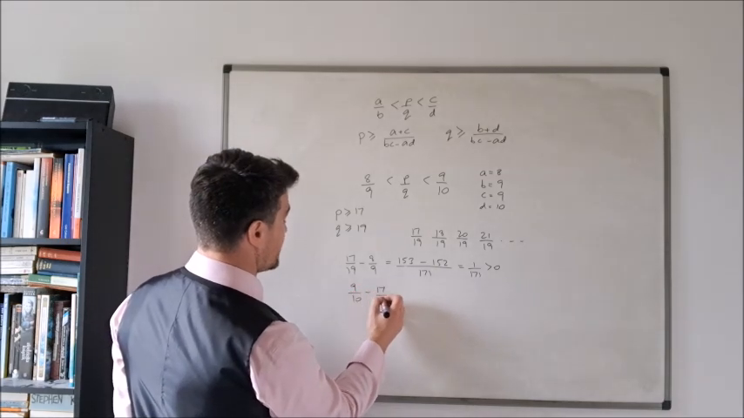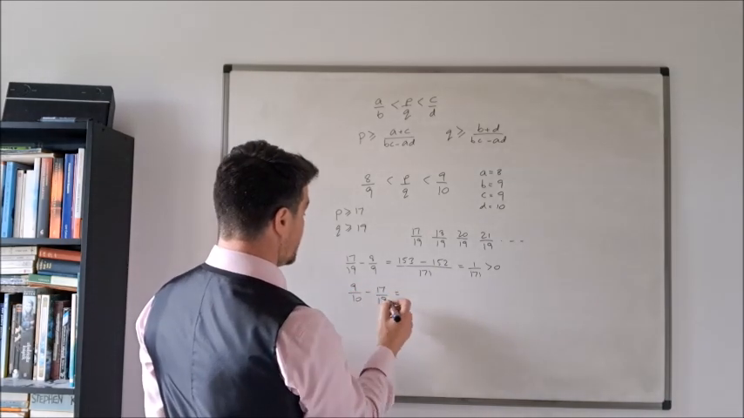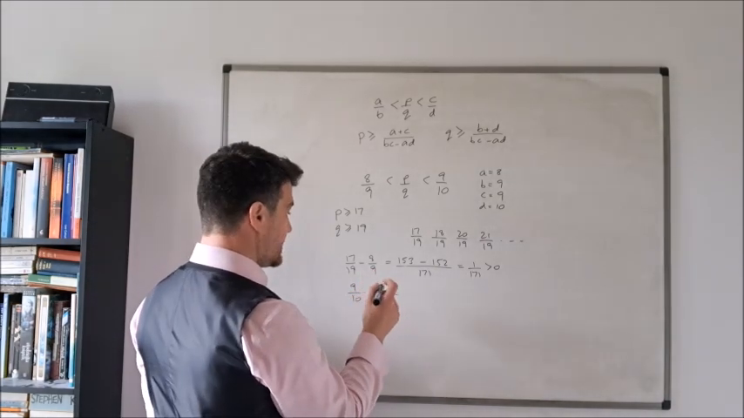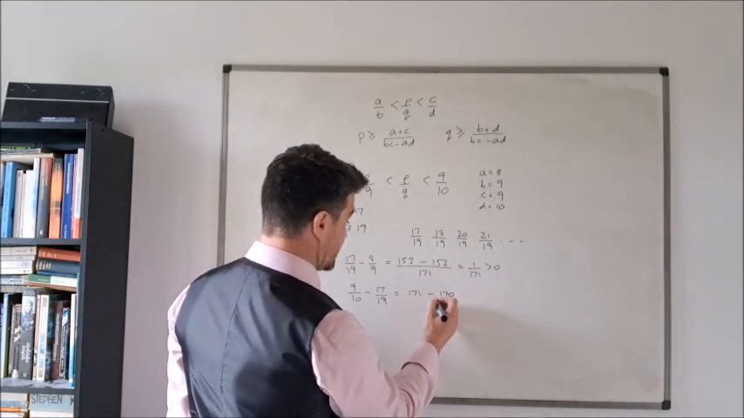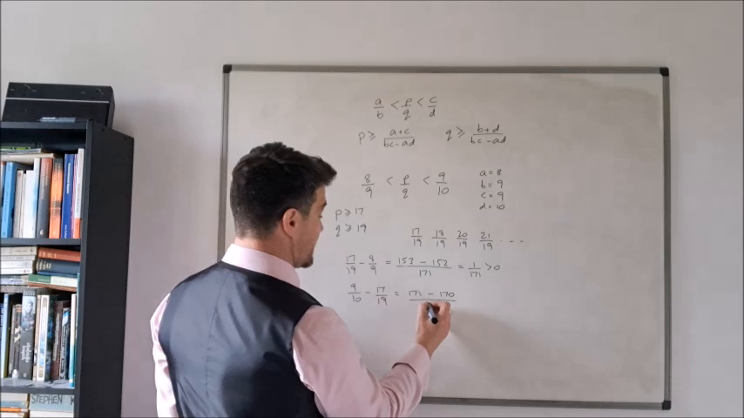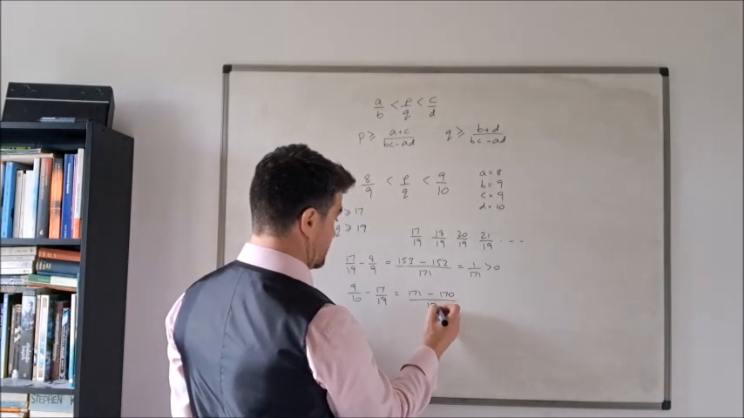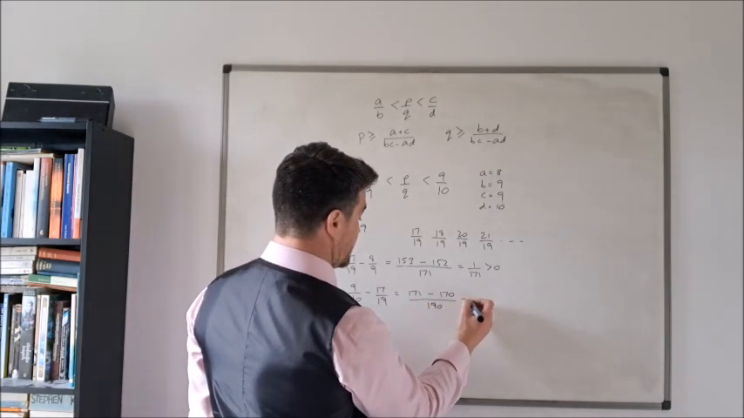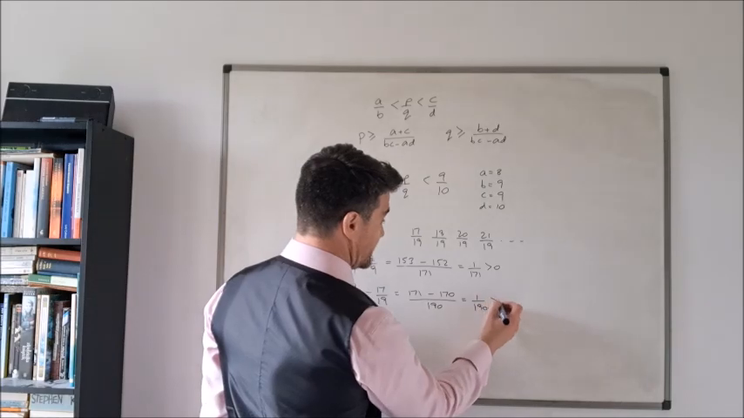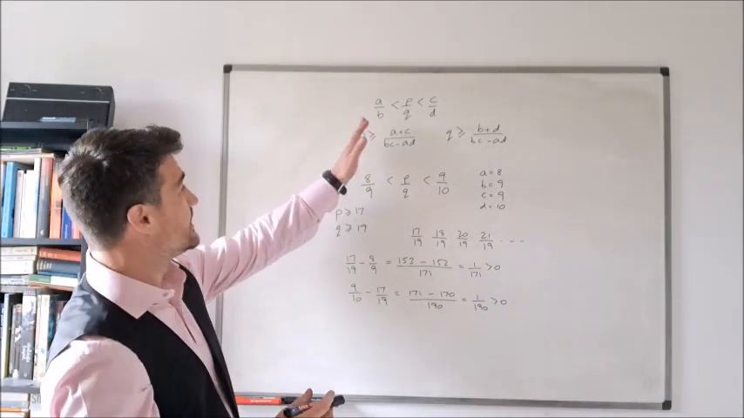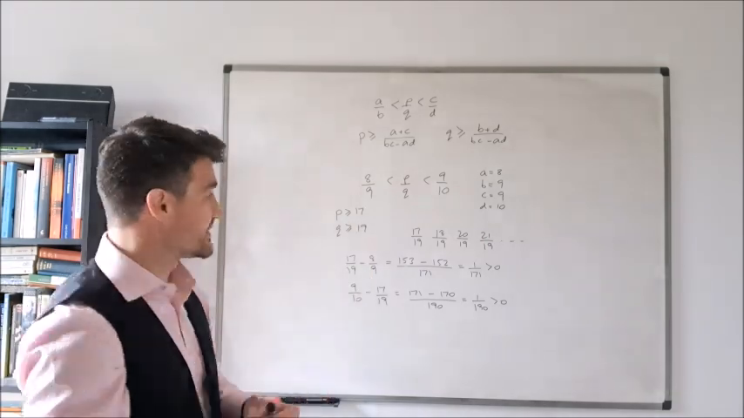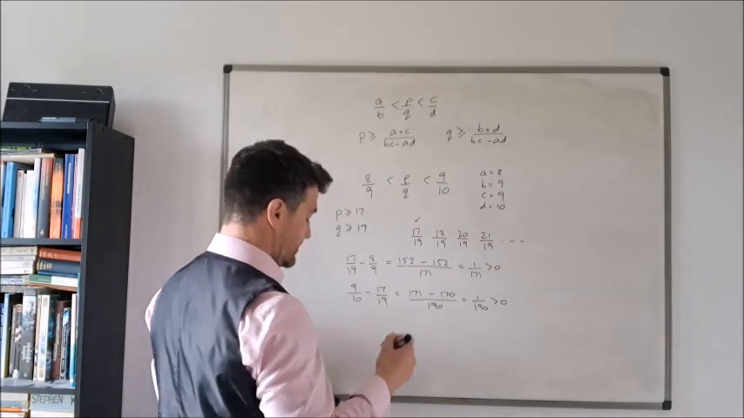9/10 minus 17/19 is going to be equal to 19 times 9. I've just done that. 171 minus 170 over 10 times 19, 190, which equals 1 over 190, which again is greater than 0. So yep, 17 over 19 definitely lies between 8/9 and 9/10. So that's definitely one that we're interested in.